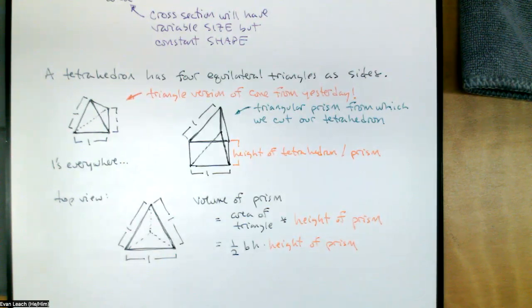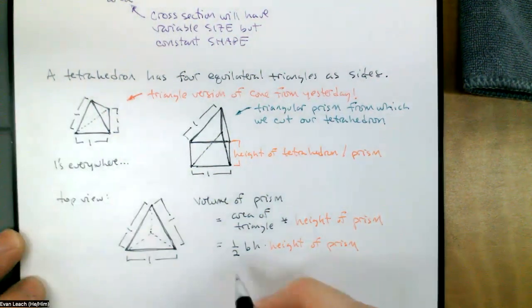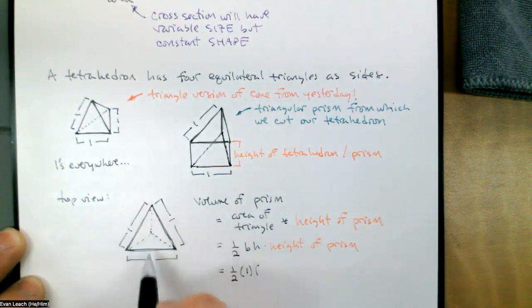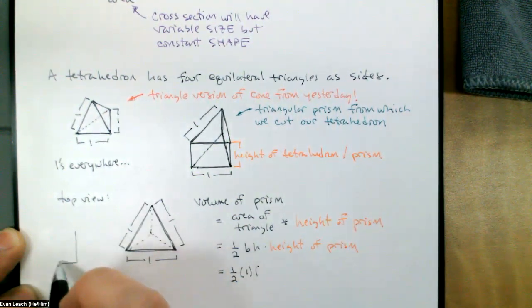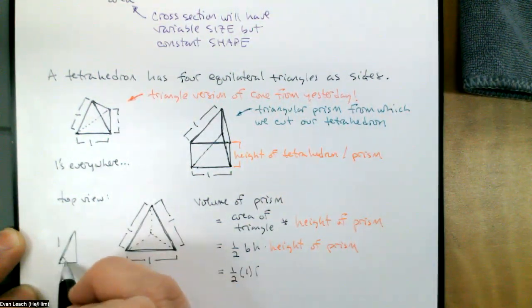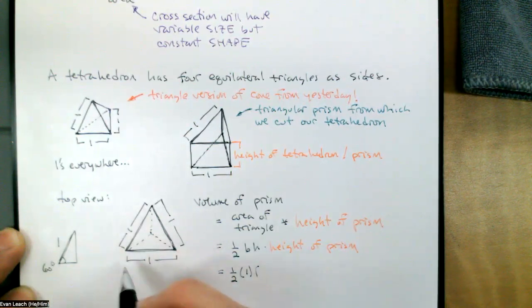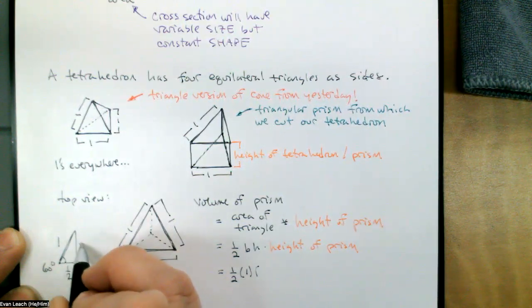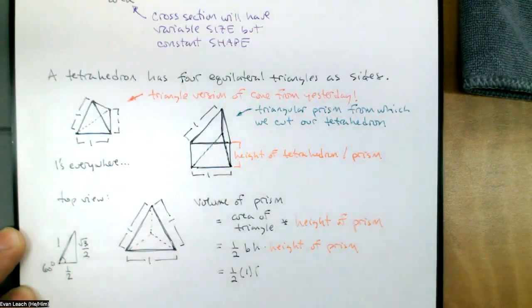Now for the area of our triangle, we have 1/2 base times the height. And this we can sort out just by looking at the flat picture here. Our base is going to be 1, and our height is going to be the square root of 3. If we just cut this in half, and we make our hypotenuse 1, since it's an equilateral triangle, our angle here is 60 degrees. And so we have a 1/2 adjacent to the 60 and a square root of 3 over 2 opposite 60.